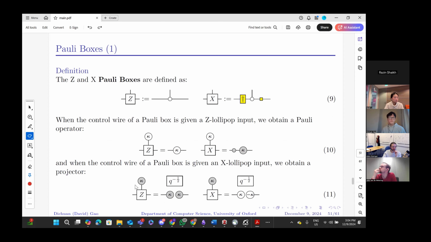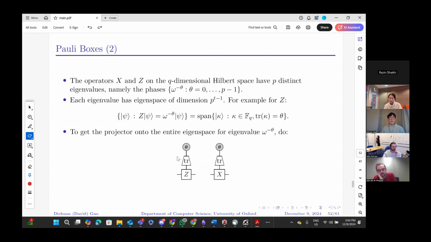What I would like to think a bit more carefully about is how your projector onto the stabilized subspace should be depicted, because here, for a single Pauli, the projector onto the stabilized subspace involves this field trace gadget. So merging those might be a bit more tricky. I don't see it yet.